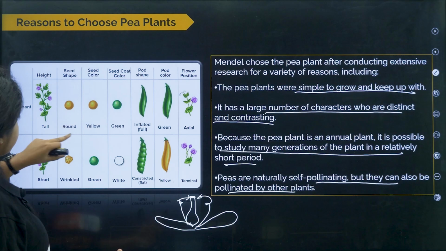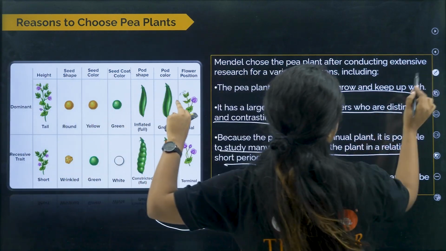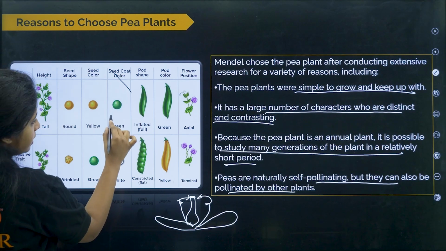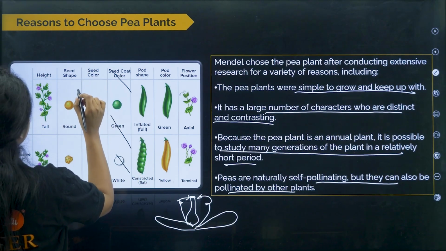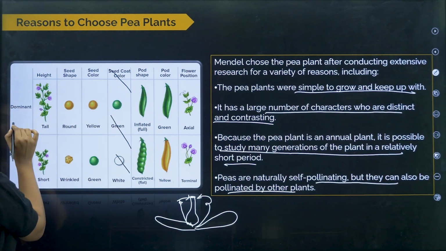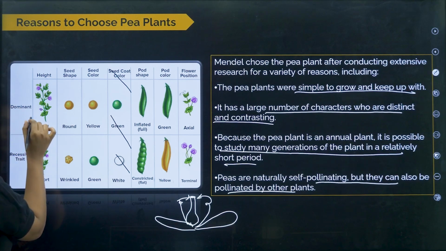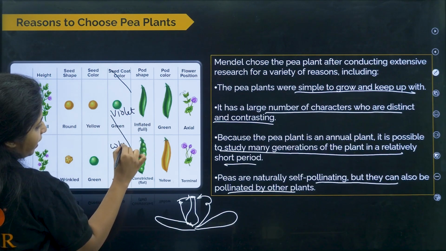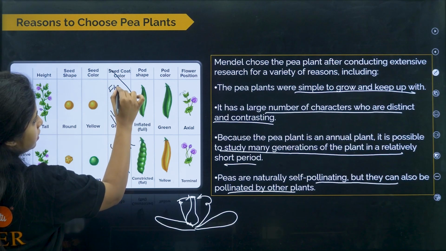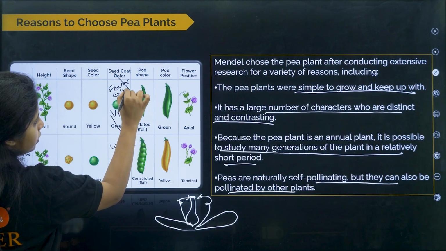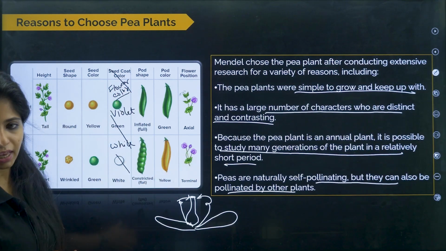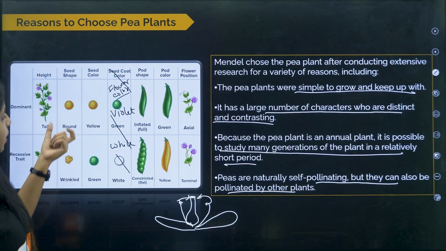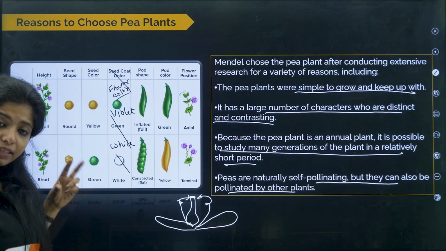Apart from this, we do not have to study this, so you can delete this particular thing. Instead, you can write the character as flower color. In flower color, violet is a dominant trait and white is the recessive trait. So these are the 7 pairs of contrasting characters. Height: tall is dominant and dwarf is recessive. In seed shape, round is dominant and wrinkled is recessive.